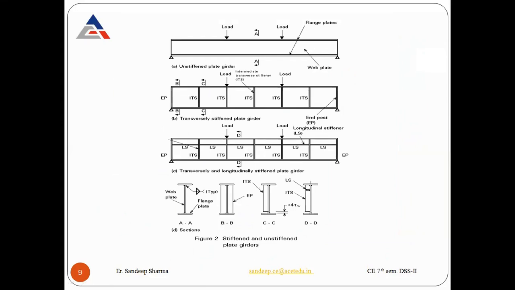Here you can see the stiffened and unstiffened sections of the plate girder. Here, in the unstiffened plate girder, you can see there is not any kind of stiffener. And here you can see the transversely stiffened plate girder, in which we have the end post also. And here we have the plate girder stiffened both transversely and longitudinally.